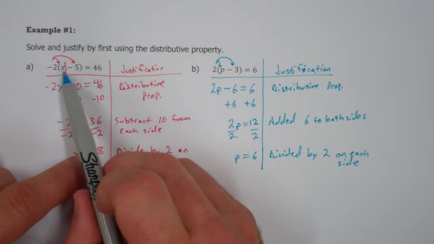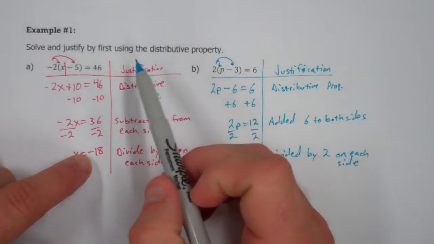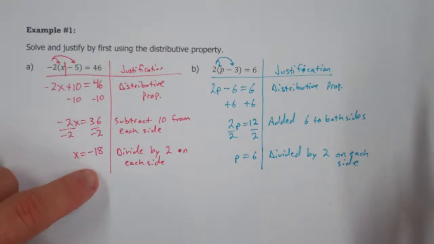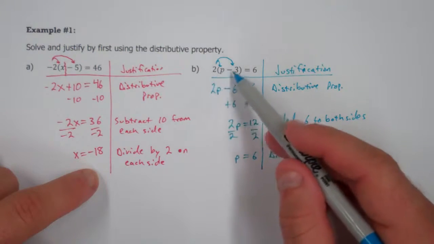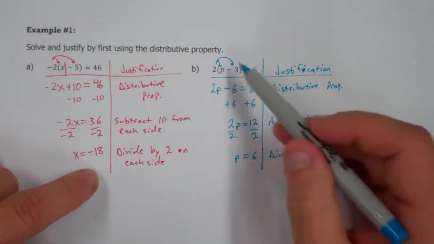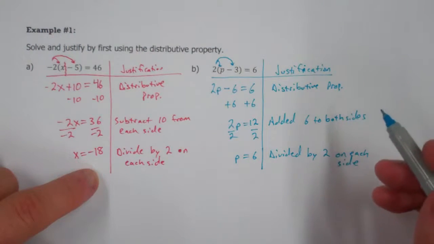If we checked our work here, -18 minus 5 is -23. And then we have -2 times -23, which is indeed 46. Here with this one, 6 minus 3 is 3, and then 2 times 3 would be 6. So you could just substitute the 6 back in for p, and as long as you get the left side to be equal to the right side, you're good to go.